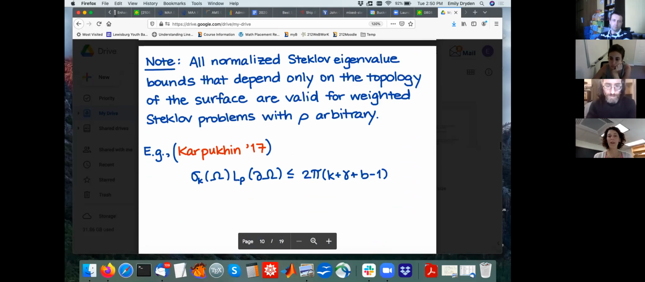So for example, as just one example, Karpukhin in 2017 gave this bound on your normalized kth Steklov eigenvalue. Here, gamma is the genus and B is the number of boundary components. This was originally stated for the unweighted Steklov problem, so just rho constantly equal to 1, on domains with smooth boundary. And so our observation says now this holds for any rho on domains with Lipschitz boundary.